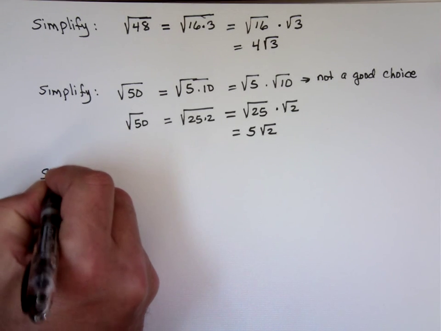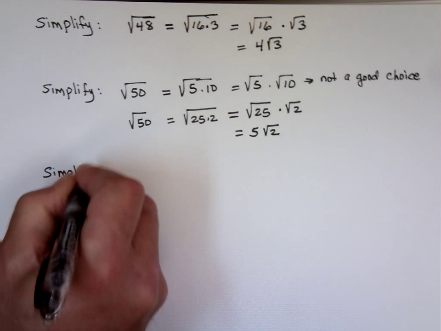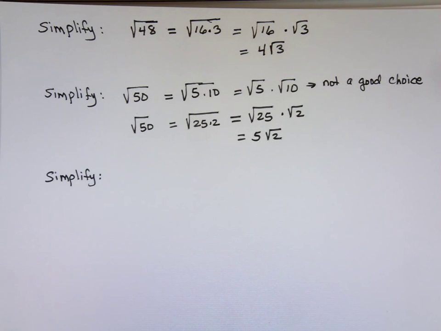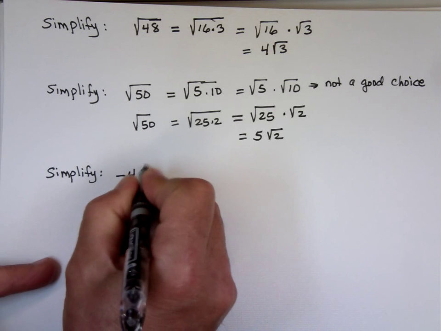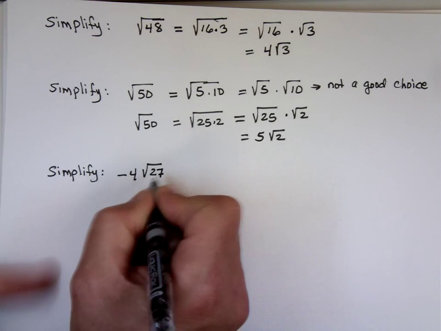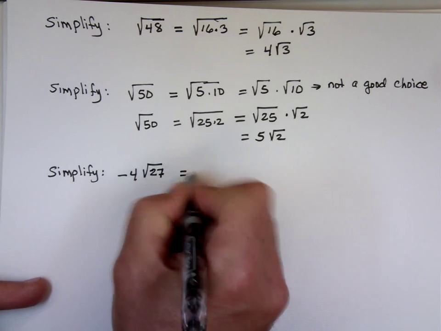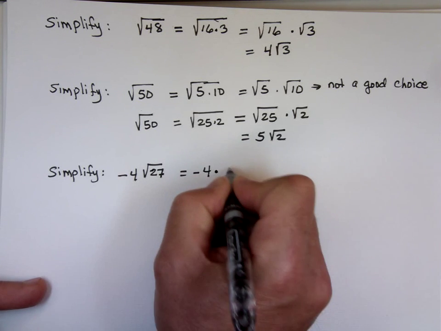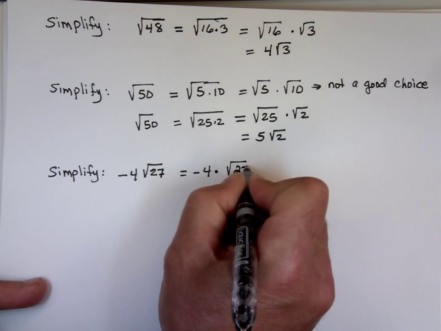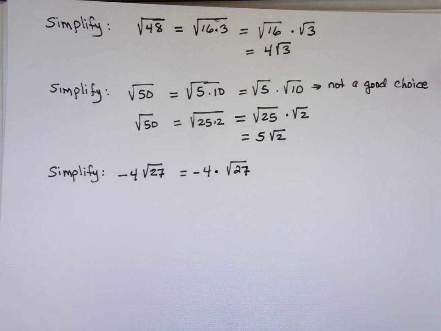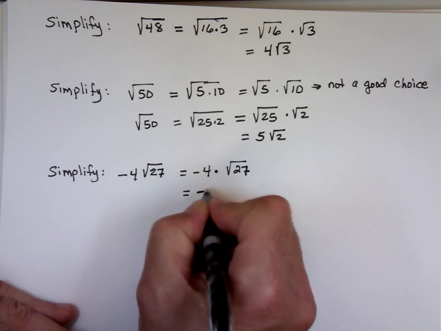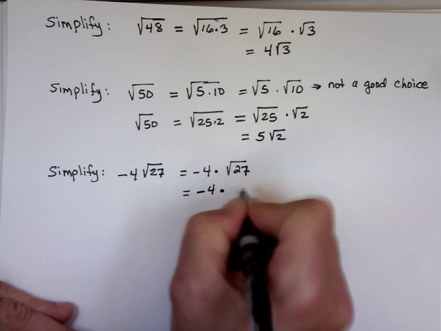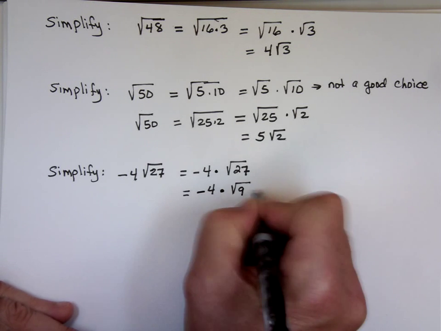Simplify negative 4, the square root of 27. Well, that's equal to negative 4 times the square root of 27. Now 27, let's think about that. Can we simplify the 27? I can think of 9 times 3. So I should be able to write that the square root of 9 times the square root of 3.